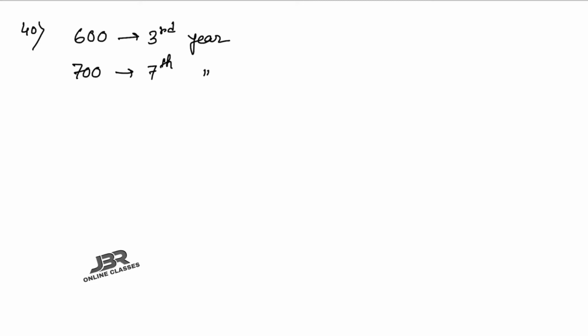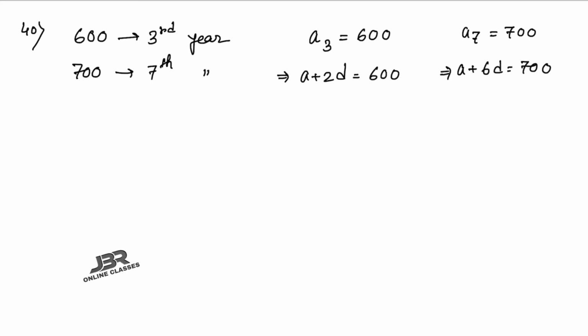Here the production for the third year equals 600. Now let the first production be A. So A3 equals 600 and A7 equals 700. A3 means A plus 2D equals 600, and A plus 6D equals 700. Now if you subtract these two equations, 6D minus 2D equals 4D, and 700 minus 600 equals 100. So D equals 25.